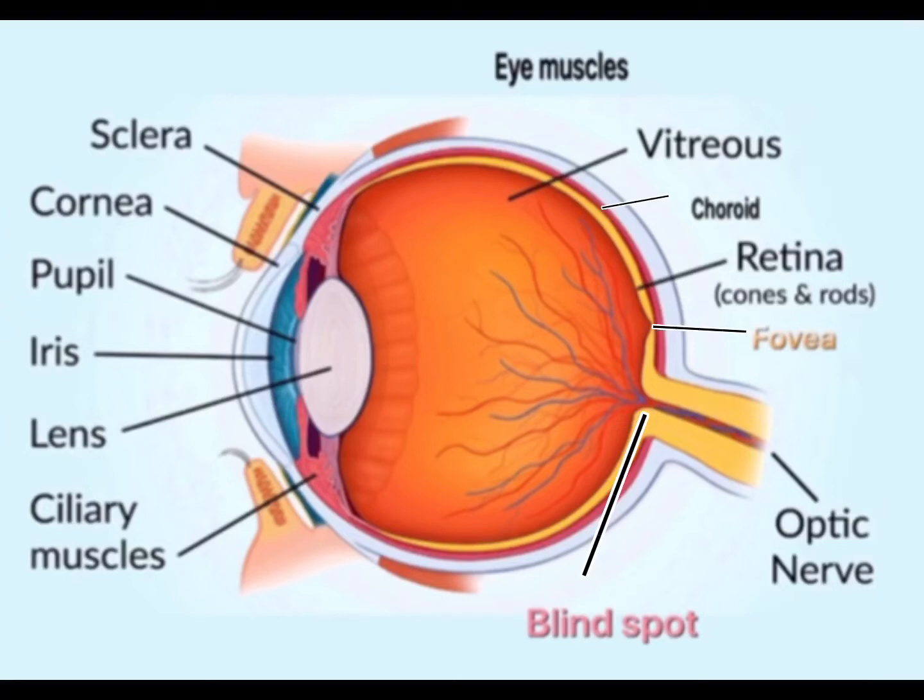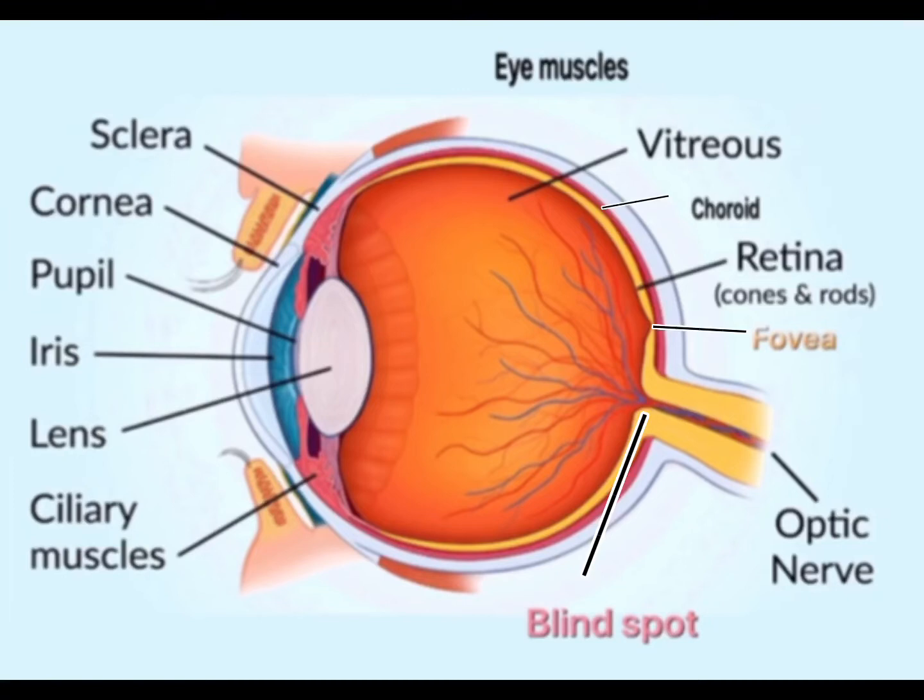Then retina. The retina is the yellow layer. The retina is situated inside the choroid. In the retina you can see two types of cells. What are they? Rod cells and cone cells. The rod cells and cone cells are light sensitive cells. In that layer we can see two special points. They are the fovea, the yellow spot, and the blind spot.